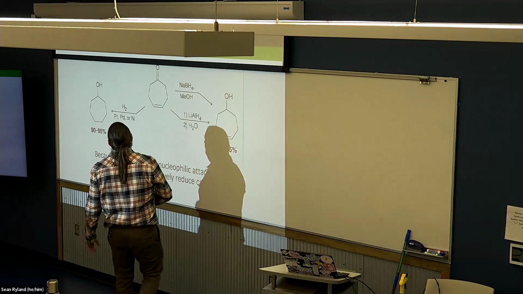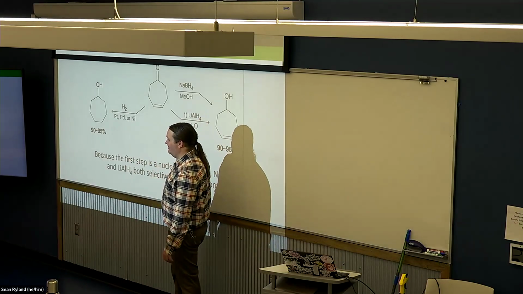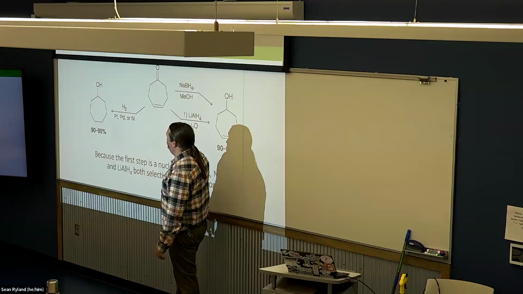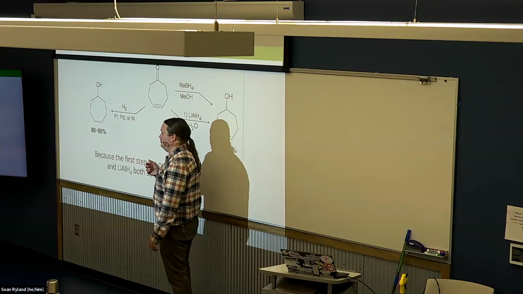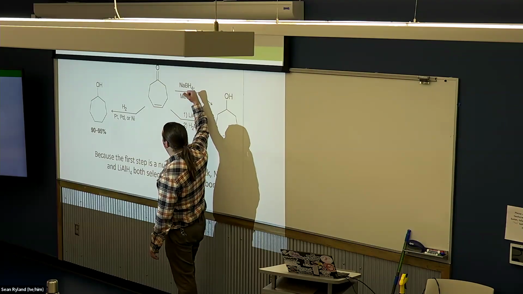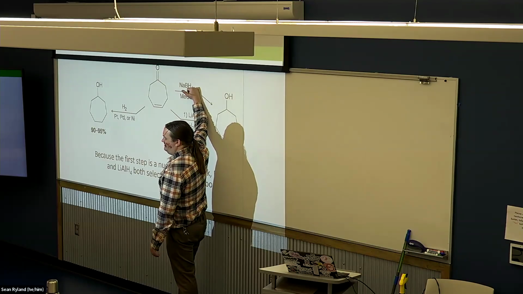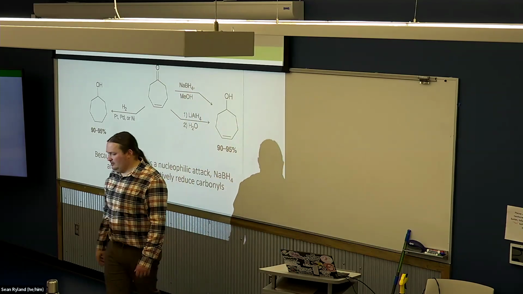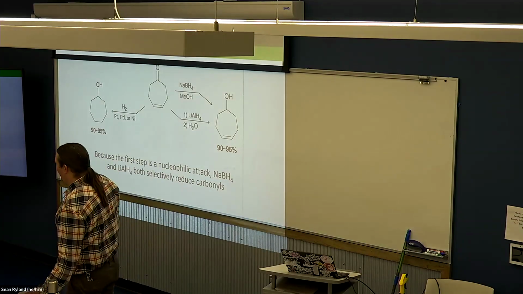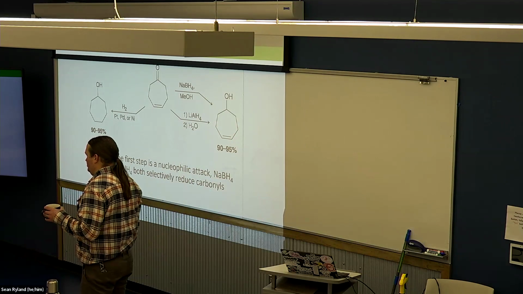I mean, it's all going on the partially positive carbon, and that's not really going to change. There's going to be some amount of preference if you had two carbonyls and you only put in 1 mole of sodium borohydride. It's going to favor reducing one over the other, but we would never really rely on that, because it's really going to give you a mixture of products.